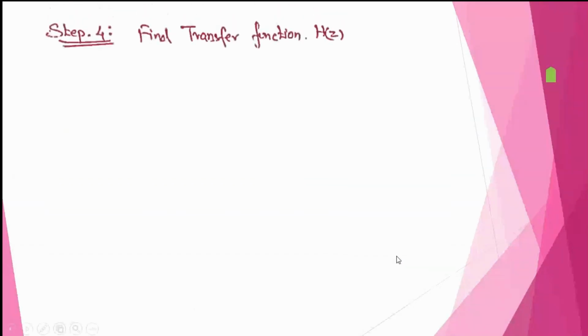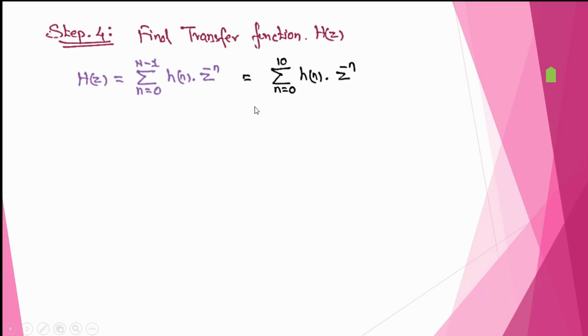The next step is finding the transfer function. To determine the transfer function, the formula is the summation n equal to 0 to N minus 1 of h(n) into z power minus n. If we substitute N equal to 11, we get the summation n equal to 0 to 10 of h(n) into z power minus n.